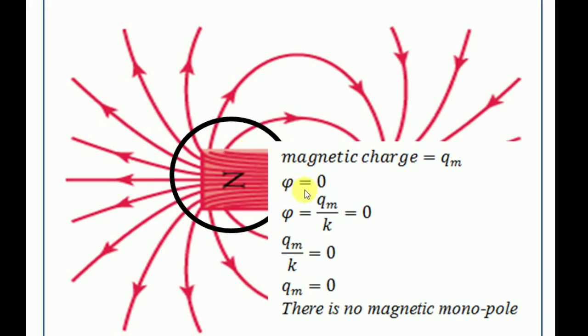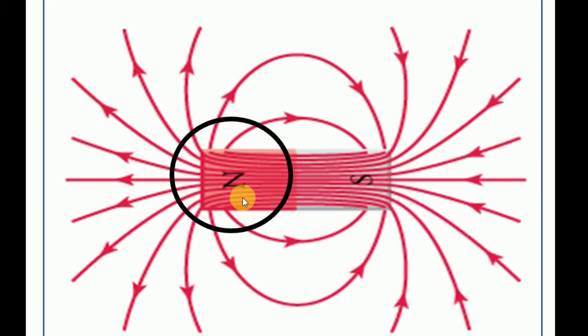So we are just doing the opposite out here. So magnetic charge is qm, I'm considering, so flux is 0. So when flux is 0, qm by k is equal to 0. So qm is equal to 0. That means qm is equal to 0, meaning there is no magnetic monopole. So I cannot have a single pole of a magnet. So a magnet has to have two poles.